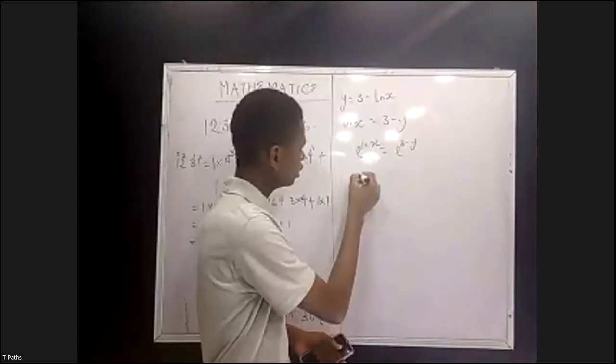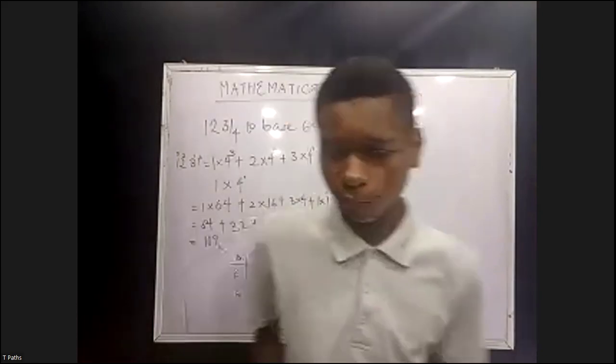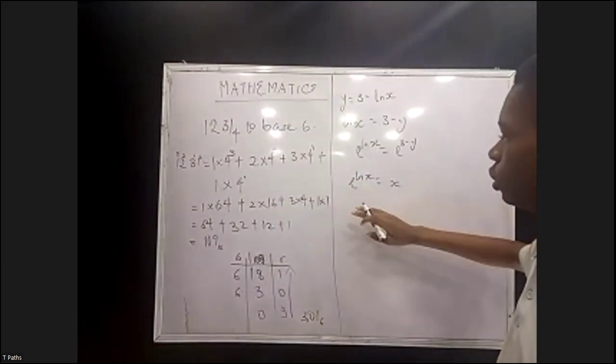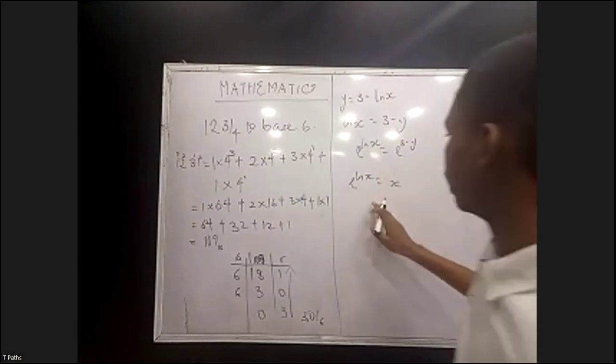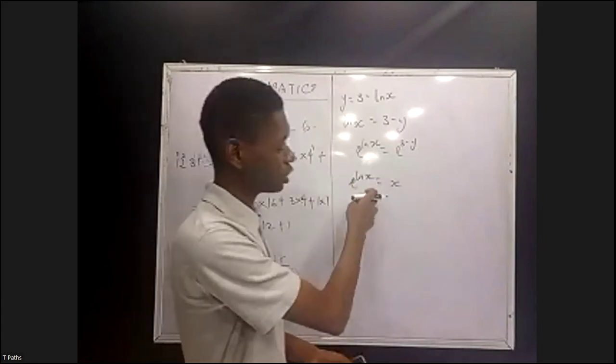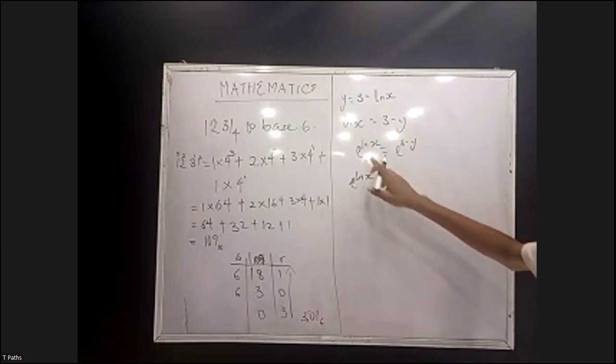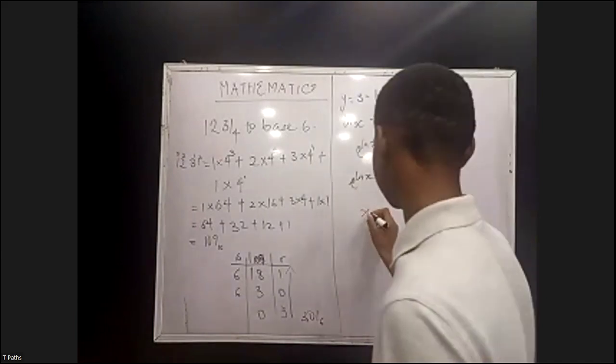I believe if you guys know this, e raised to the power of ln x is equal to x. This is a proven equation. Why? Because this is simply taking the log of x and raising it to the power. So that's why we are getting x. All right. So e to the ln x is equal to x. Since I have the e to the ln x here, I will say x is equal to.